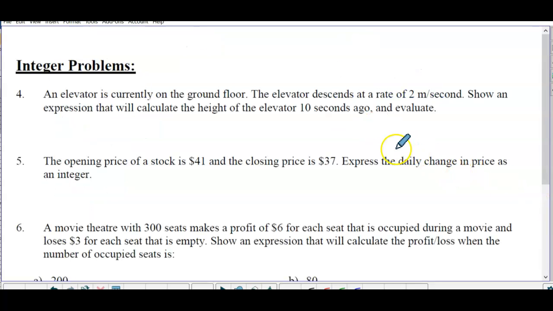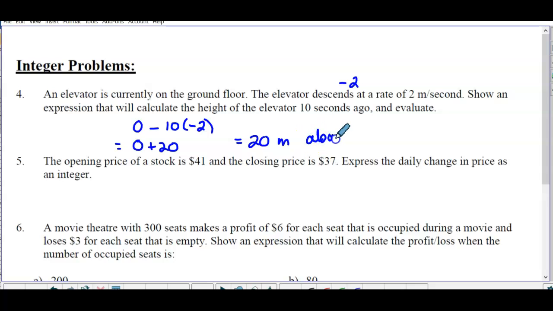And then a couple of applications. So an elevator is currently on the ground floor. The elevator descends at a rate of 2 meters per second. Show an expression that will calculate the height of the elevator 10 seconds ago. So if you think about the height being 0 when you're on ground floor, 10 seconds ago, so minus 10 times negative 2. Descends is represented by a negative 2. So 0 plus 20 equals 20 meters above ground.